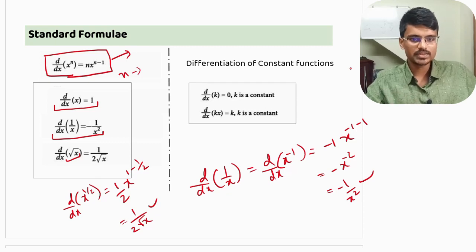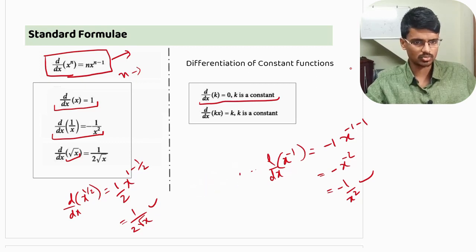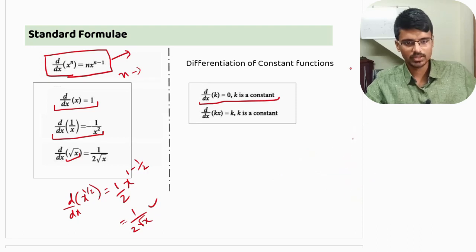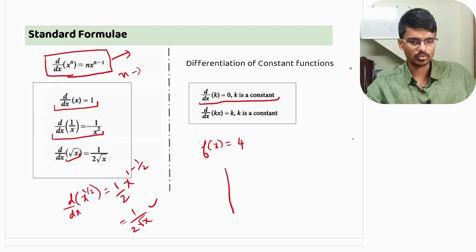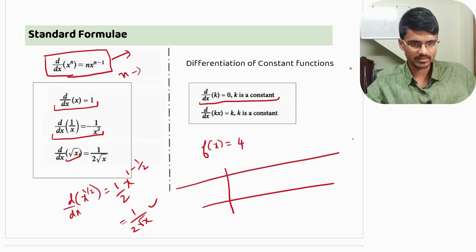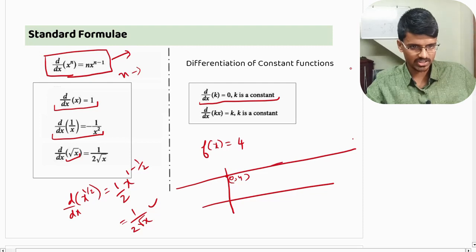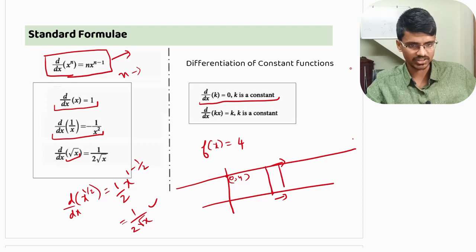Differentiation of a constant function is 0. This is very important. Many students make mistakes here. So what is the logic? Why is the differentiation 0? If I have a graph, say f of x is equal to 4, how will the graph look? It will look something like this. This is my 0 comma 4, right? Now what is the rate of change? How is x changing? How is y changing? For change in x, there is no change in y, so it is 0, right? Simple.